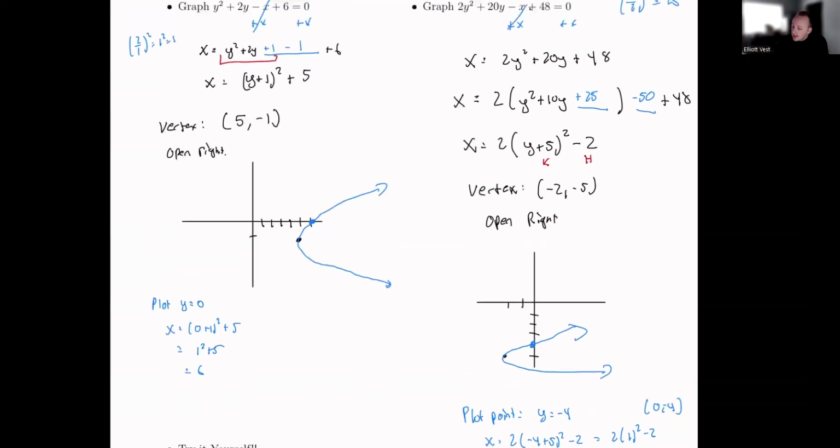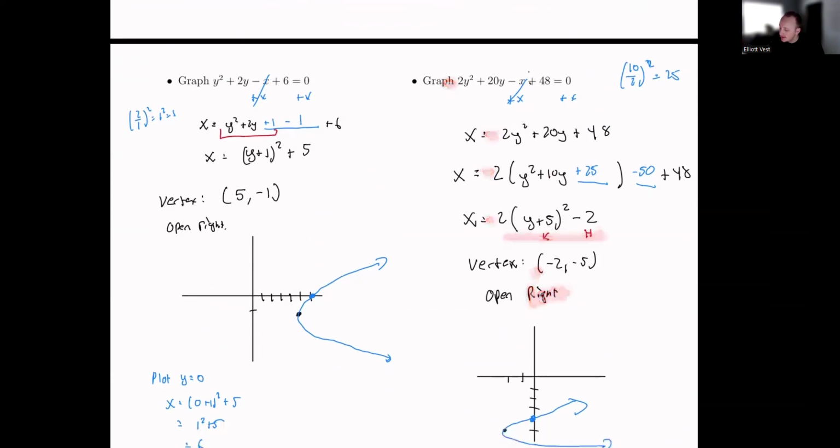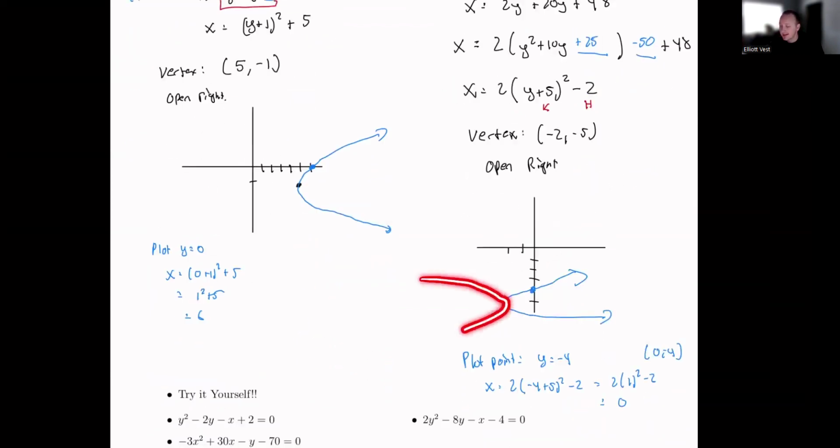Okay, now what if this was negative, right? If I had a negative 2y squared here, and it was the same form, then it would be opening left here, and it would look something like that. So I would leave it to you guys to graph that way. I wish I had an example of the other way as well, but this is just what we have. So let's just leave it like that.